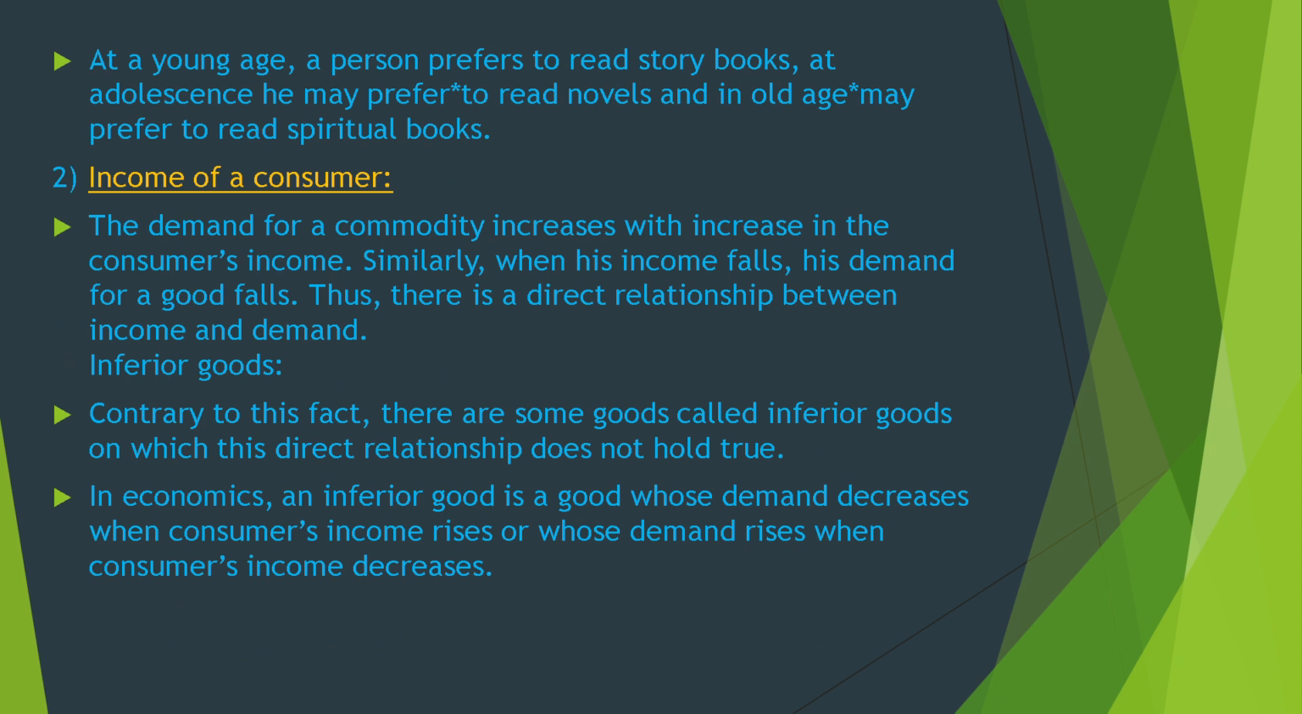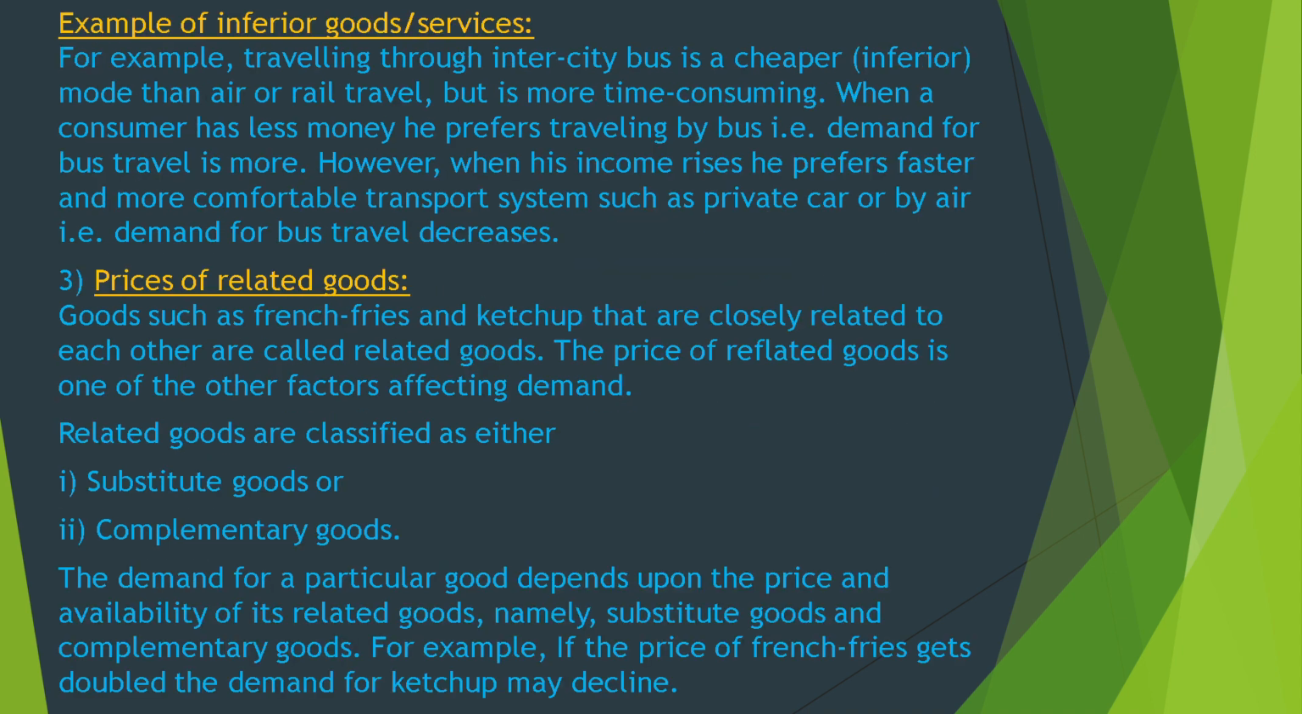Income of a consumer. The demand for a commodity increases with increase in the consumer's income. Similarly, when his income falls, his demand for a good falls. Thus, there is a direct relationship between income and demand. Inferior goods. Contrasted to this, there are some goods called inferior goods on which this direct relationship does not hold true. In economics, an inferior good is a good whose demand decreases when consumer income rises or whose demand rises when consumer income decreases.